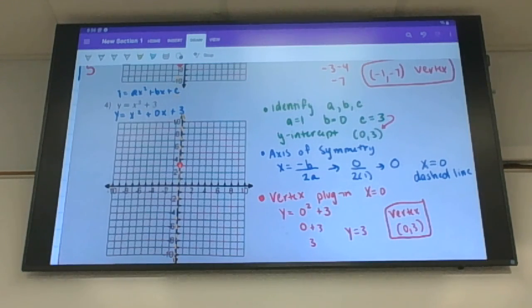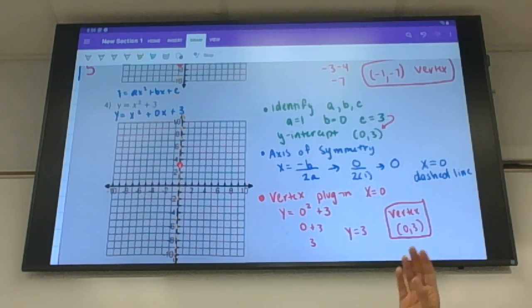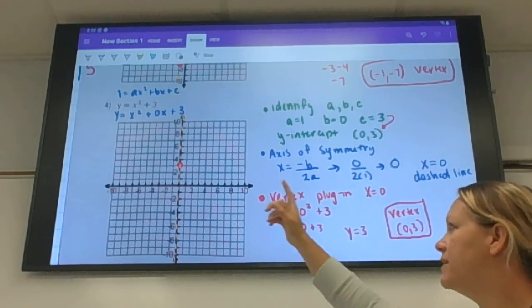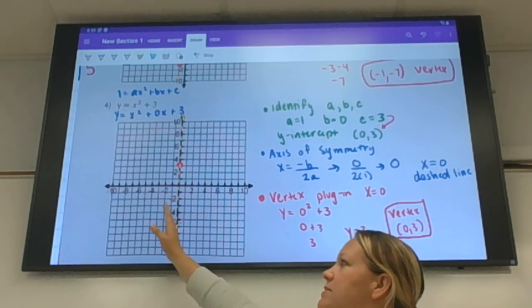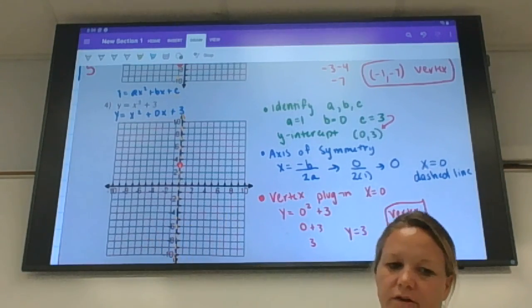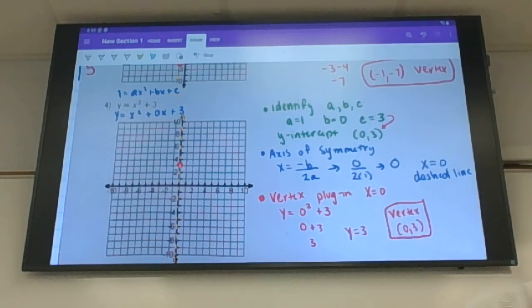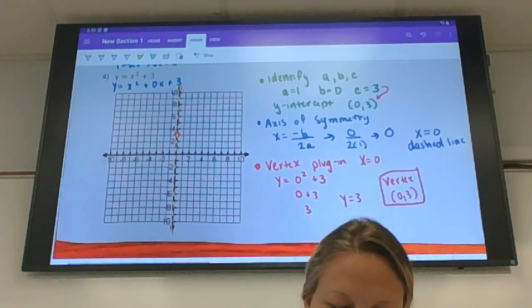So without a b value, the vertex and the y-intercept just happen to be the same. As I go to plot that point, it's on the exact same point as the y-intercept. Without a middle number, the parabola doesn't move left or right, it just stays right in the middle. So that's just a coincidence with this one.